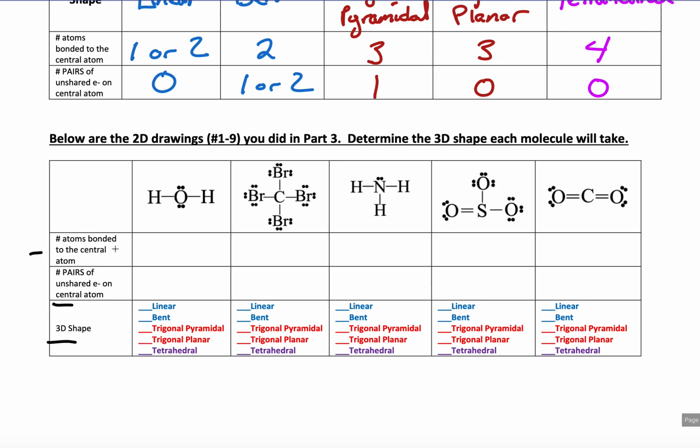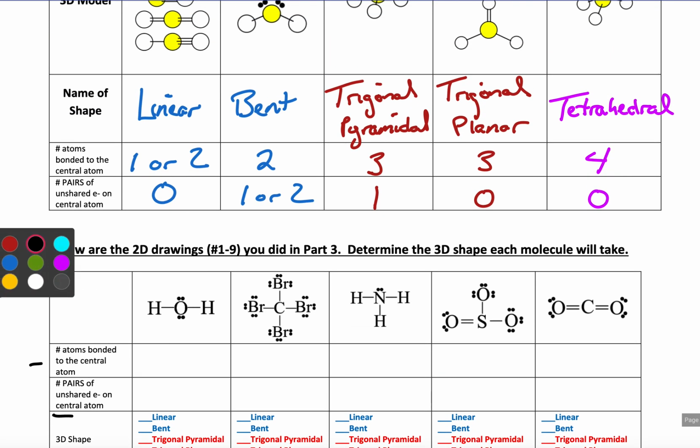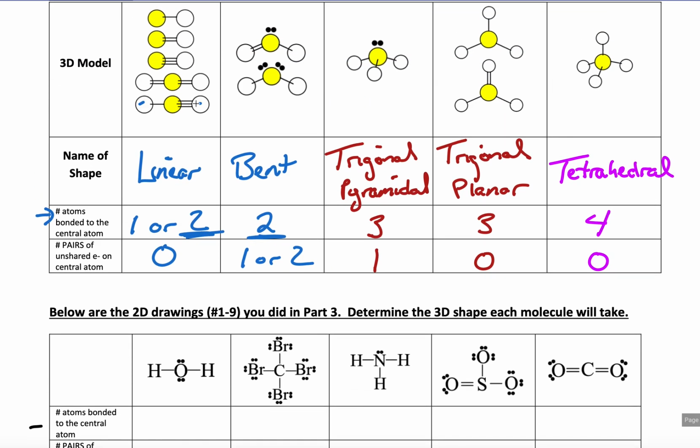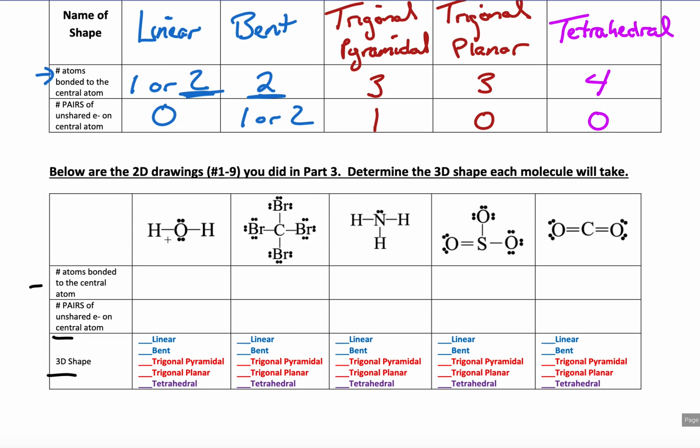So here, we have 2 atoms bonded to the center. That means it could either be linear or bent, because linear or bent both could have 2 atoms bonded to the center. They could be in a straight line, 1, 2, or they could be bent down, 1, 2. So we at least know we're going to be either linear or bent. So I'm going to get rid of these options here.